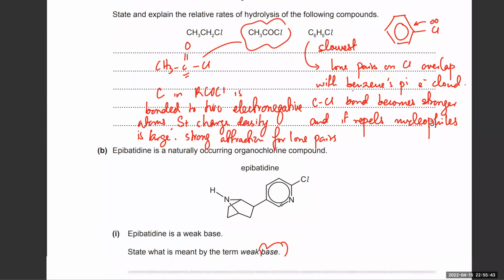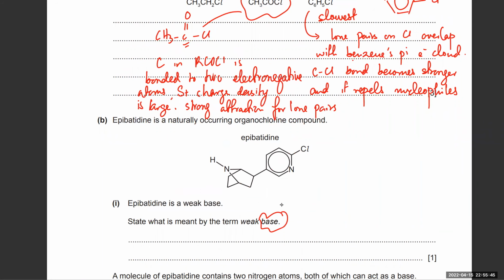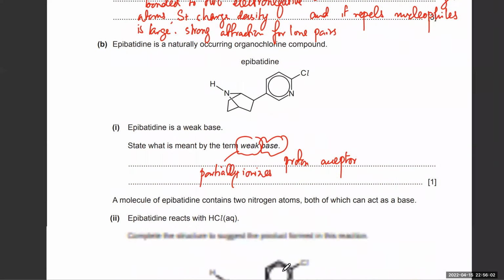Yes, sir. Yes. So base is a proton acceptor, and weak means partially ionized. So a weak base is something that partially ionizes and is a proton acceptor, that's it.